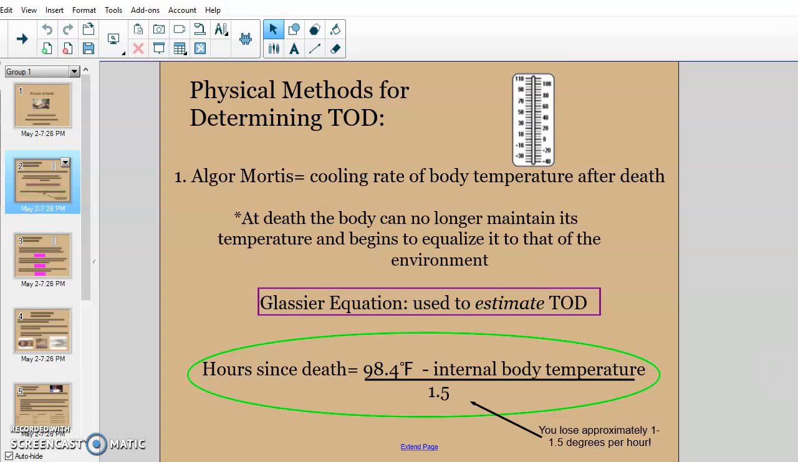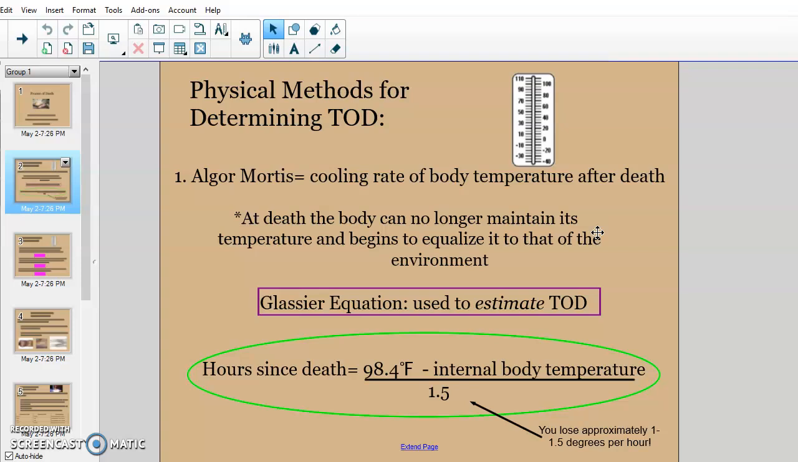If you are in your notes in class, it would be the top three tabs in your foldable. If you are online, it'll be just on your notes paper. So the three physical methods for determining time of death, the first one is algor mortis. And algor mortis is the cooling rate of the body after death.